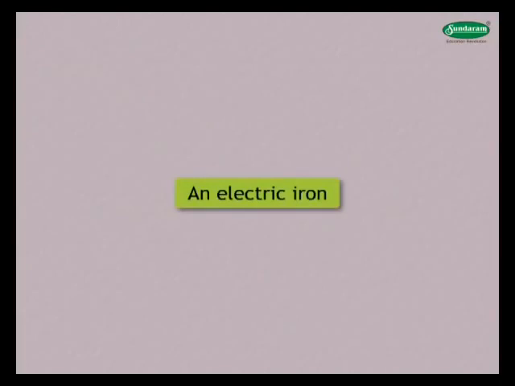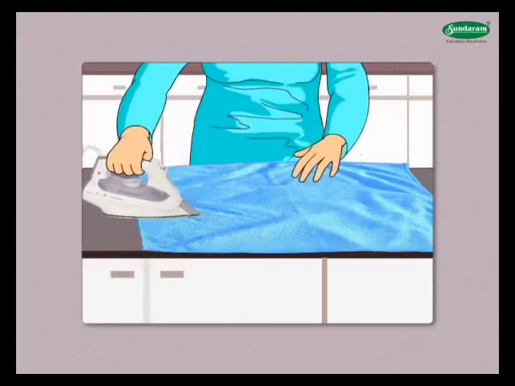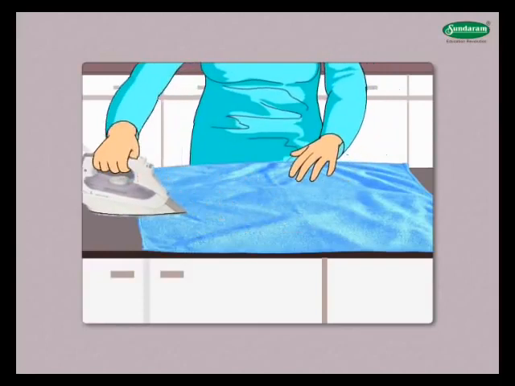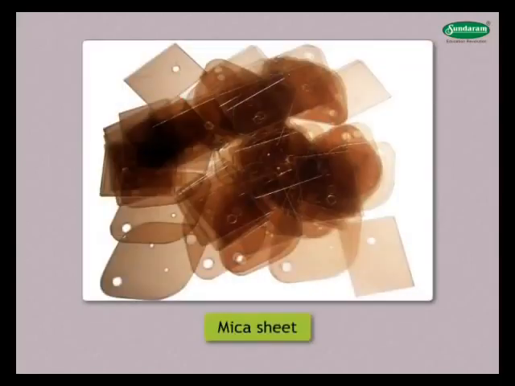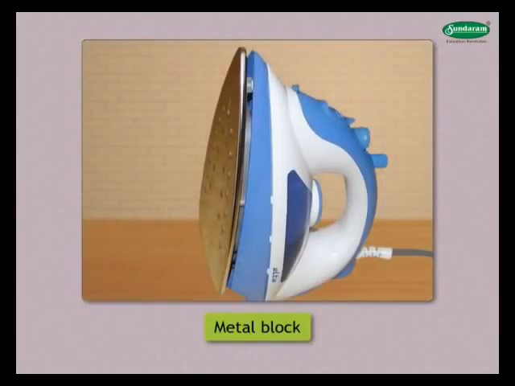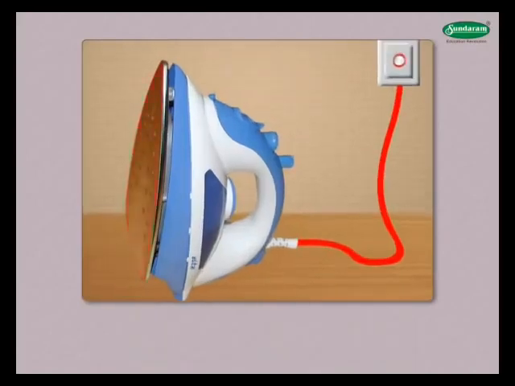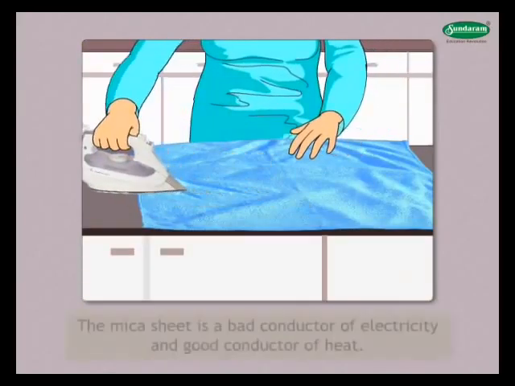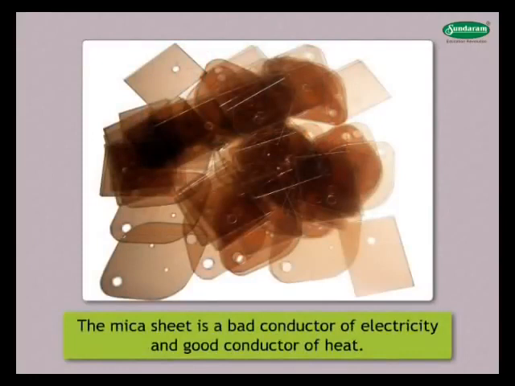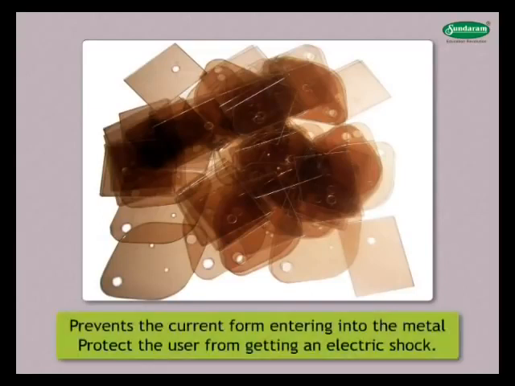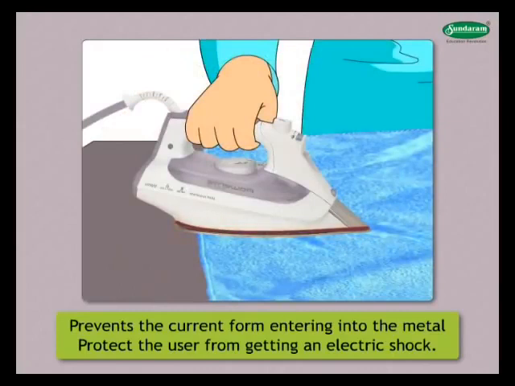An electric iron. An electric iron consists of a coil of high resistance covered by mica sheets and kept inside a heavy metal block. When electric current passes through the coil, it gets heated and can be used for ironing clothes. The mica sheet is a bad conductor of electricity and good conductor of heat. It prevents the current from entering into the metal and thus protects the user from getting an electric shock.